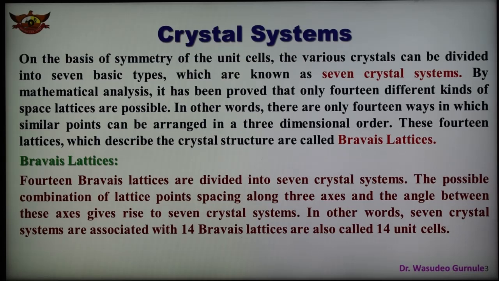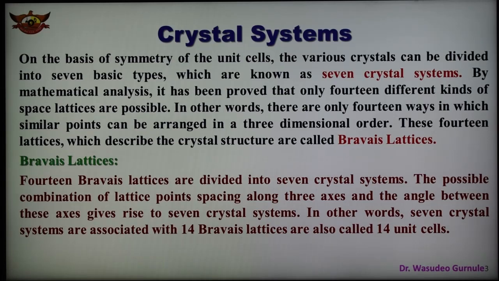In other words, we can say that there are only 14 ways in which similar points can be arranged in 3-dimensional order. These 14 lattices are also known as the Bravais lattices. So the classification is based on different combinations of lattice spacing, that is a, b, c, along with the crystallographic axes and the angles alpha, beta, gamma. Any crystalline solid can be described in terms of one of these 7 systems.